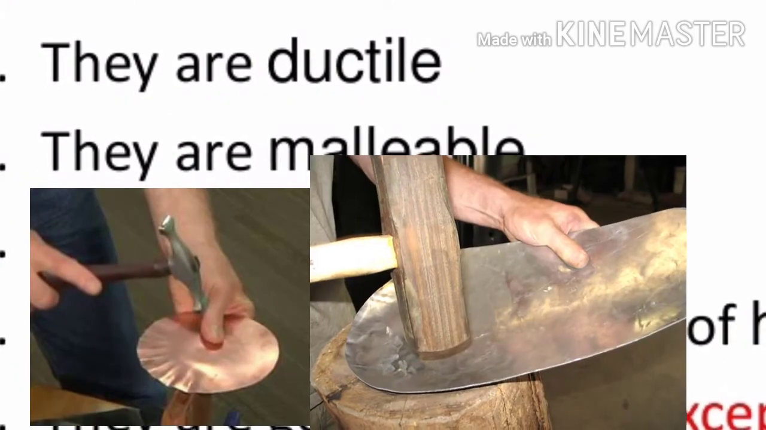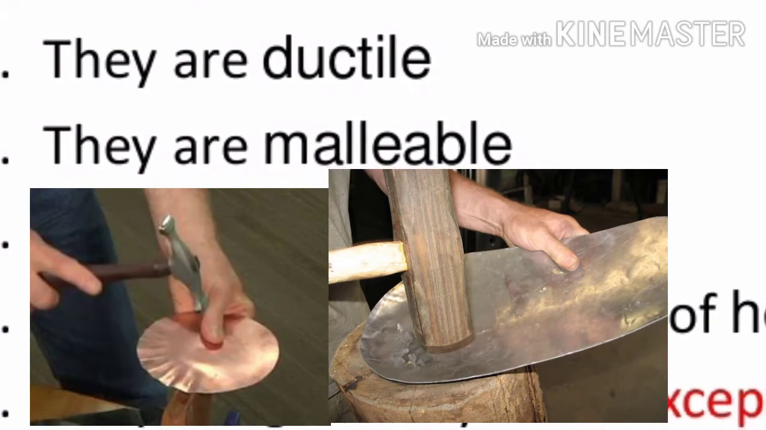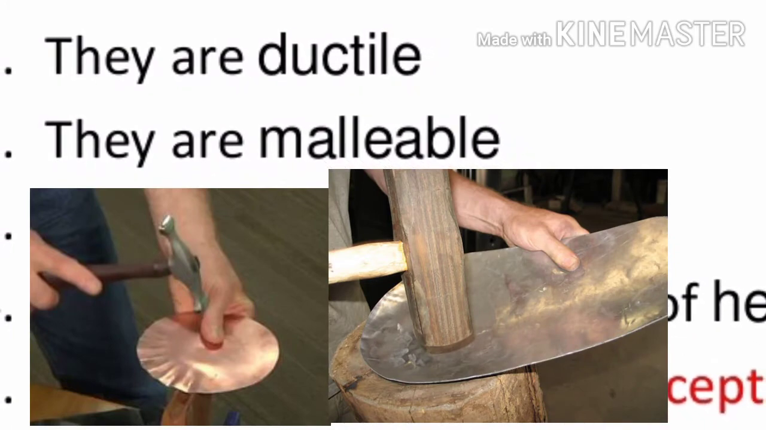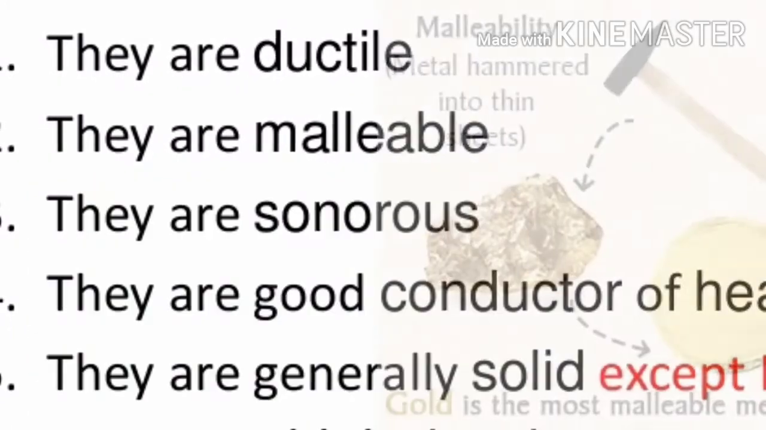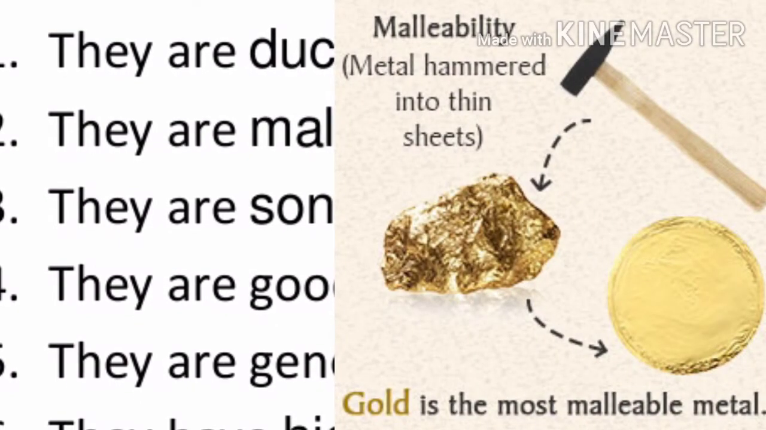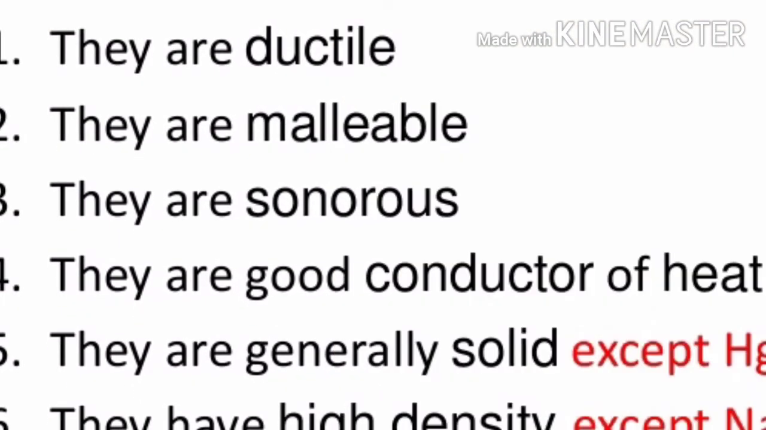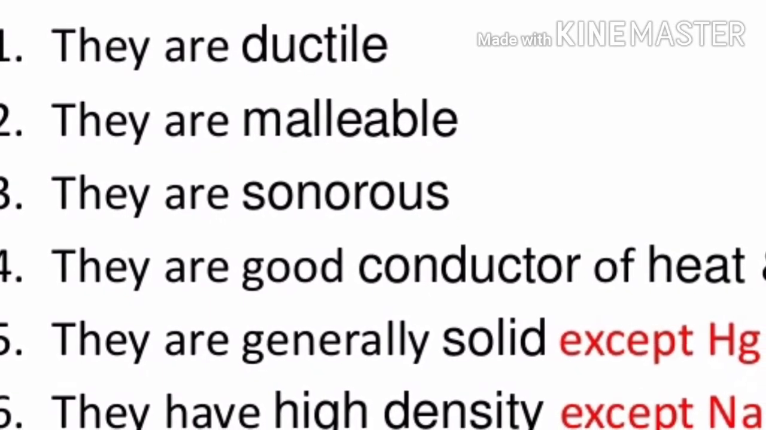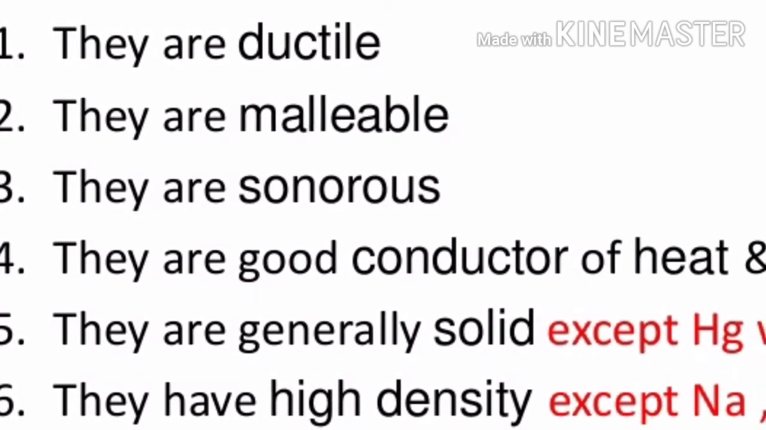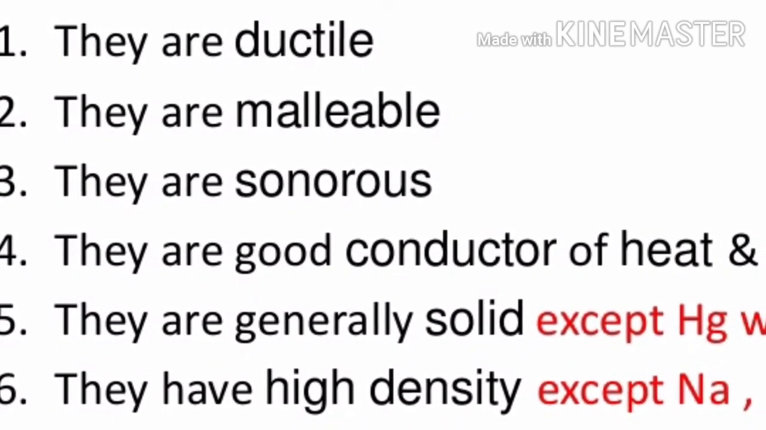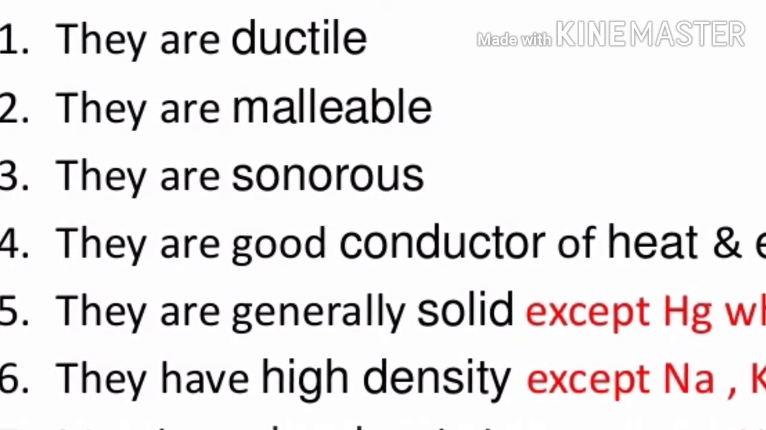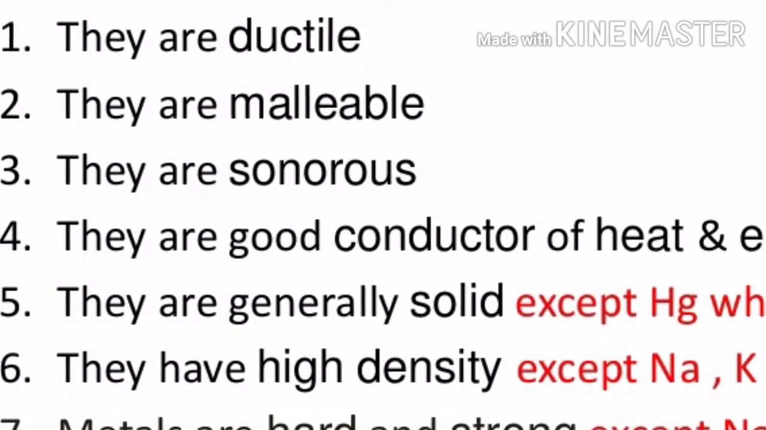Some metals can be drawn into sheets on beating with a hammer. This property is called malleability. Gold and silver are the most malleable metals. The metals that produce a sound on striking a hard surface are said to be sonorous. Now can you see why school bells are made of metals?